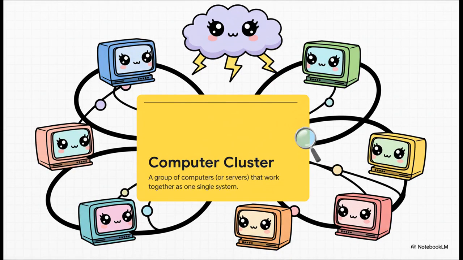So let's translate that into tech terms. A computer cluster is just a bunch of computers, we usually call them servers, that are all connected and working together. The really cool part is that they act like one single giant computer. So to any application or user on the outside, it doesn't look like a bunch of separate machines. It just looks like one super powerful system.